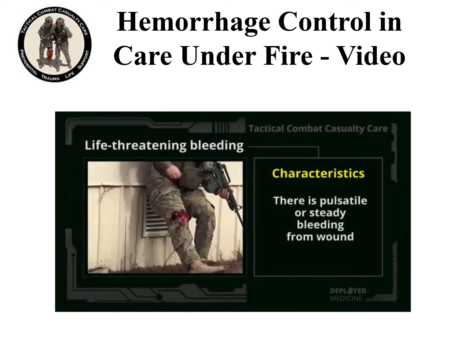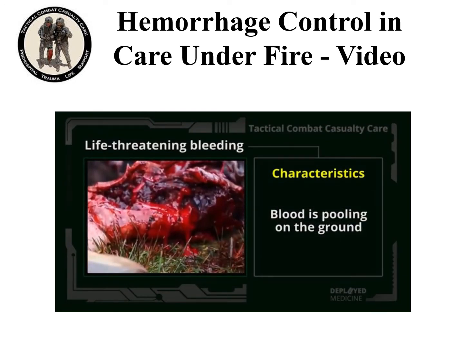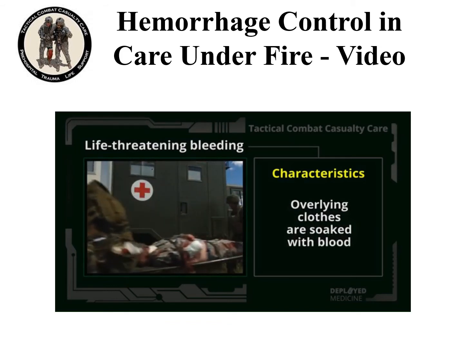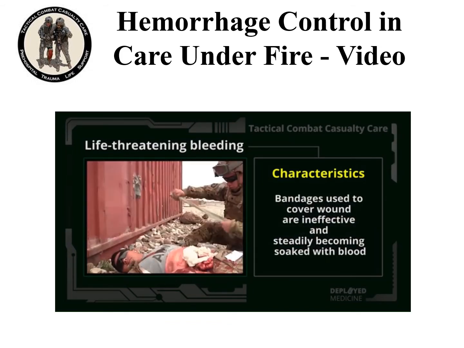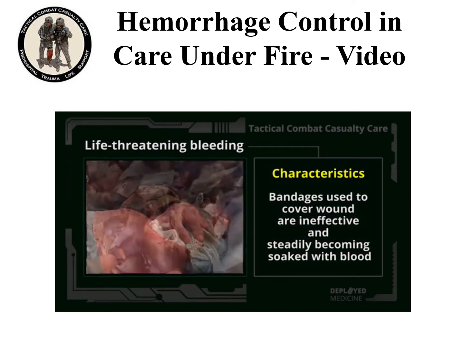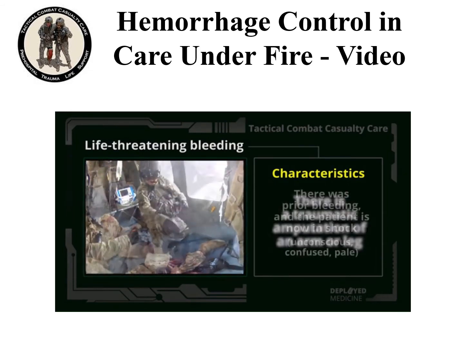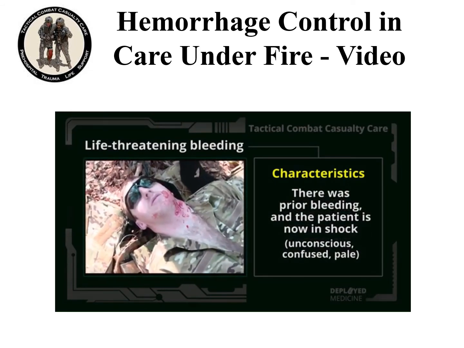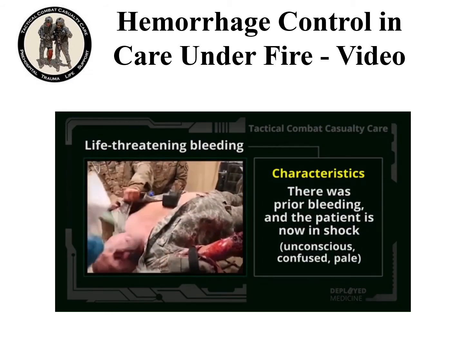There is pulsatile or steady bleeding from the wound. Blood is pooling on the ground. The overlying clothes are soaked with blood. Bandages or makeshift bandages used to cover the wound are ineffective and steadily becoming soaked with blood. There is a traumatic amputation of an arm or leg. There was prior bleeding and the patient is now in shock, unconscious, confused, or pale.